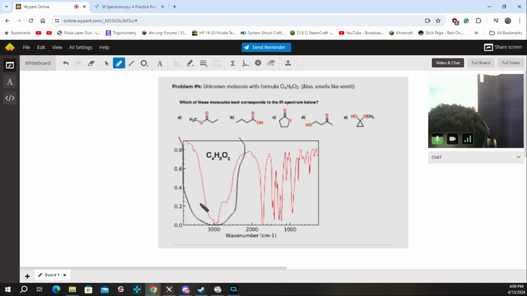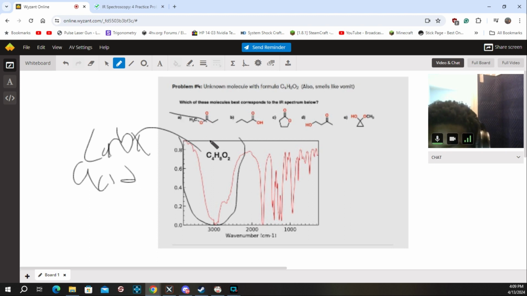This big broad peak. That's a carboxylic acid. It's an acid. It's a carboxylic acid. So it can't be an ester. Let me erase that real quick. It's a carboxylic acid. It's not an alcohol.